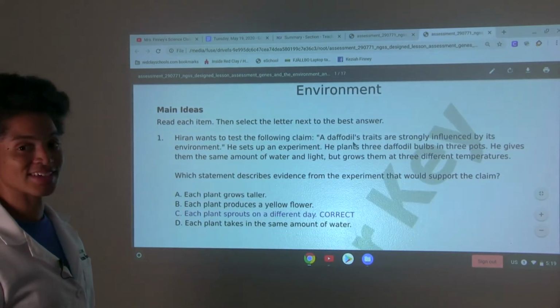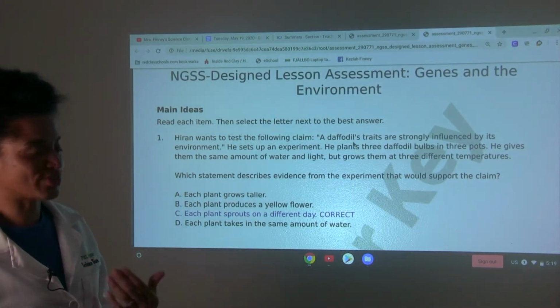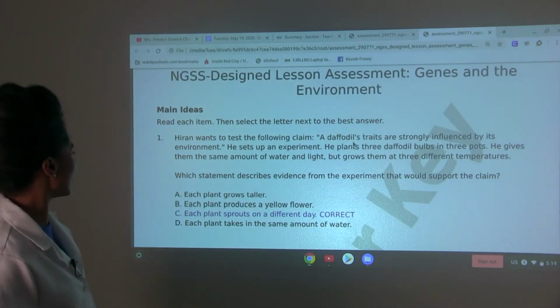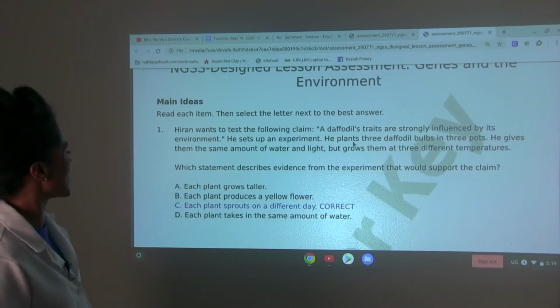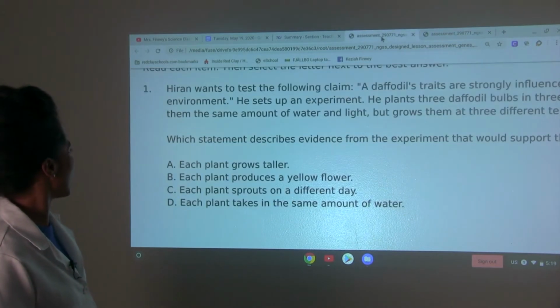Answer is C. Correct answer. Each plant sprouts on a different day. That would provide evidence that a daffodil's traits are strongly influenced by its environment. All right, here we go.